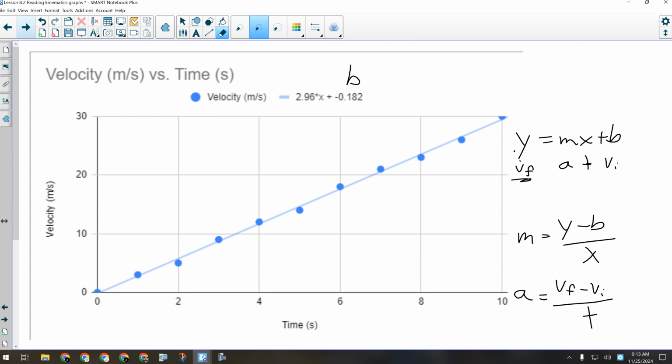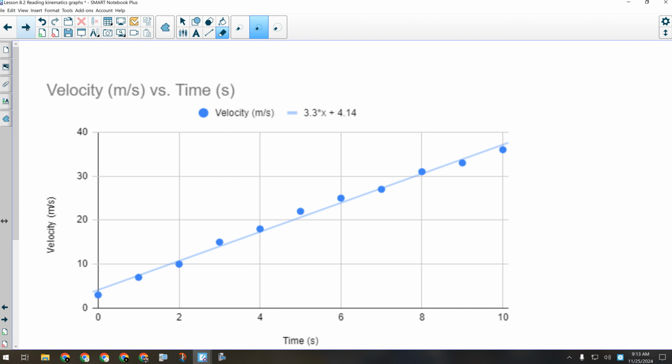Okay. Let's look at a different one here. For this one, what's the acceleration of this object? Meters per second squared. What's missing in front of the 3.3? Positive 3.3 meters per second squared. Okay, what's the initial velocity of this object? Okay, 4.14. Calculate this for me right now. What's the velocity of this object after 25 seconds?